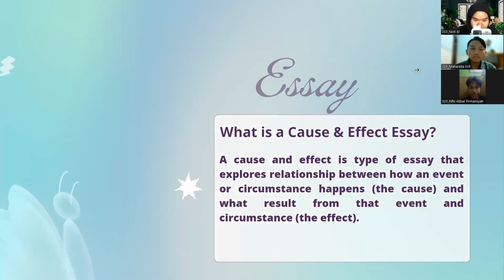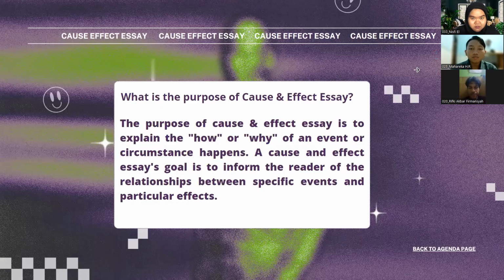And the second topic is what is the purpose of a cause and effect essay? The purpose of a cause and effect essay is to explain the how or why of an event or circumstance happening. A cause and effect essay's goal is to inform the reader of the relationships between specific events and particular effects.